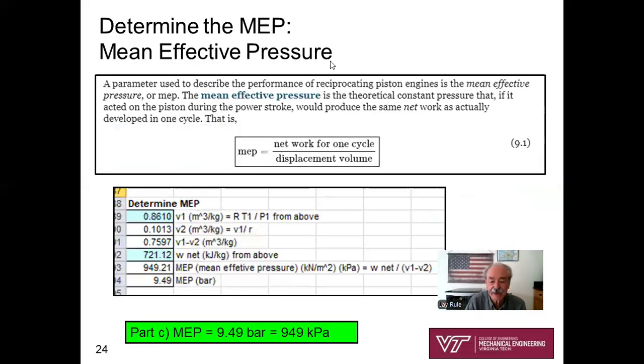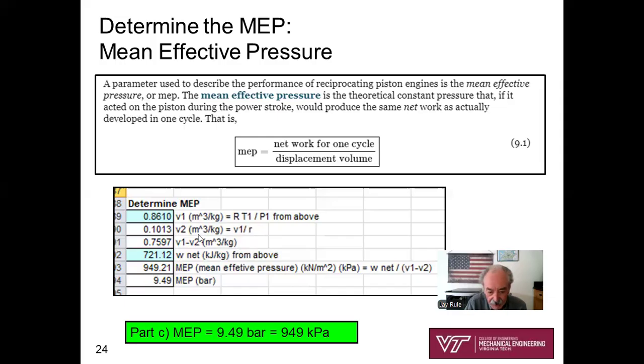Part C, the mean effective pressure. I openly admit, I don't have mean effective pressure in my head. I have to go back to the textbook to remind myself of the definition. Net work for the cycle, just found it. Displacement volume, we've got that from previous work. We've got V1 and V2 from previous work. So the difference, V1 minus V2, is 0.7597. W net, just found it. So the mean effective pressure is 949.